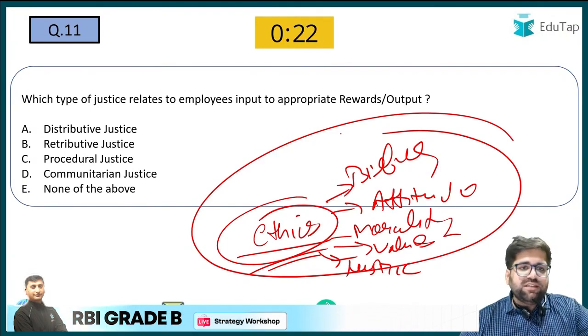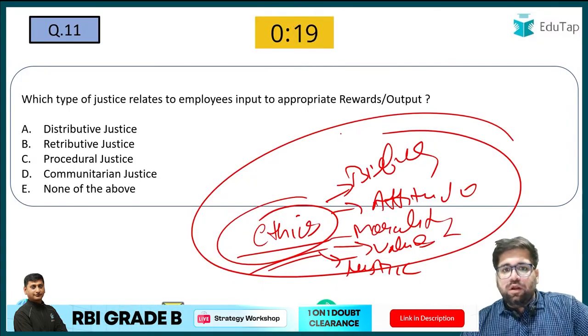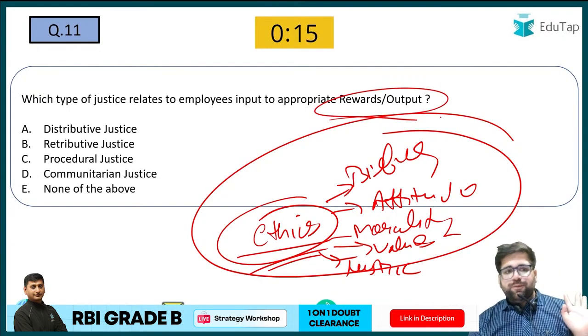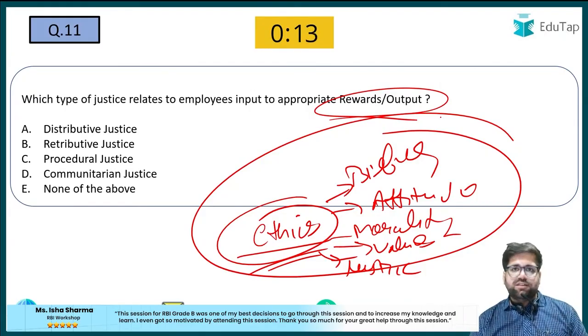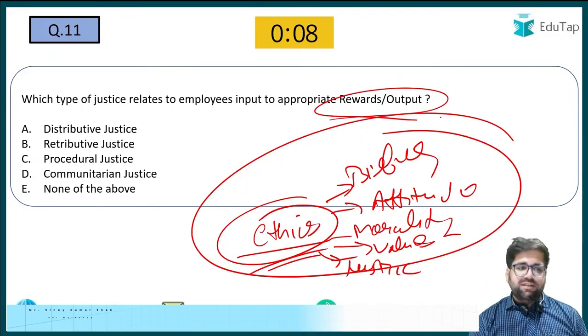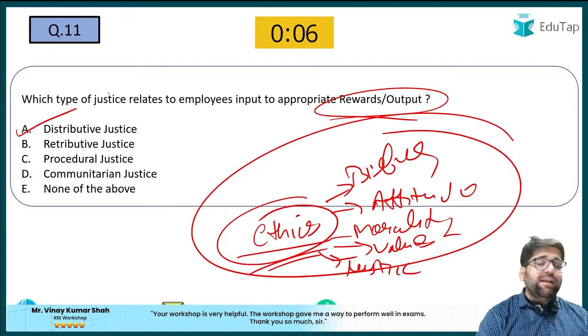Which type of justice relates to employee input and appropriate rewards for that input? The question is very specific, asking you regarding justice. It has nothing to do with the definition of justice. He's just asking you which type of justice it is. Yes, the correct answer will be A, distributive justice.